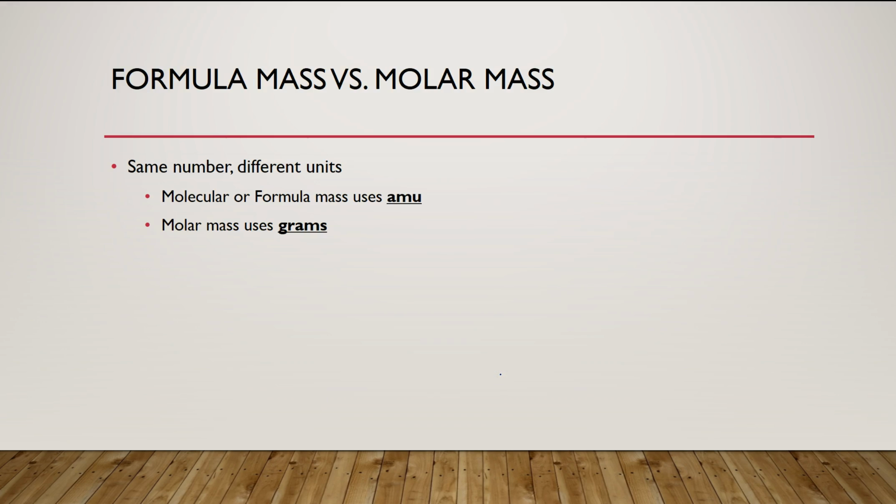All right, so quick differentiation. Formula mass versus molar mass. Formula mass and molar mass should give you the same number. Okay, all we do is adjust our units. So if I say molar mass, remember we're taking a mole of those particles so that we can convert that atomic mass unit to grams. Whereas formula mass just remains in that atomic mass unit designation. So formula mass and molar mass are calculated in the same way. We just use grams if it's a molar mass. We use AMUs for formula mass.